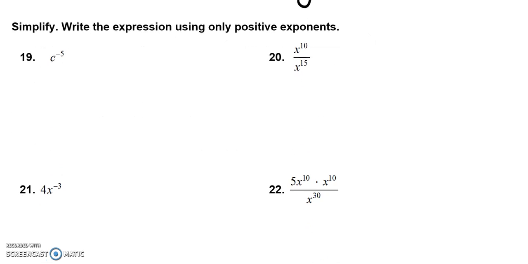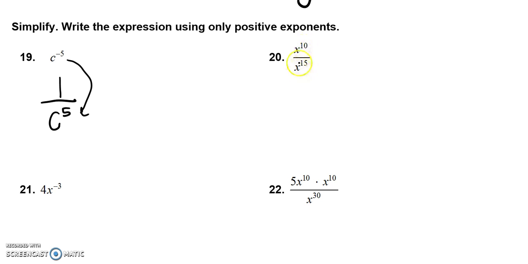Number 19, now we're working with negative exponents. Remember, you cannot have negative exponents in your answer. All of your exponents must be positive. Okay, so when you have a negative exponent, we've talked about sending things to the basement. So when it's negative, send this to the basement, make it positive. What's left up top is a 1.